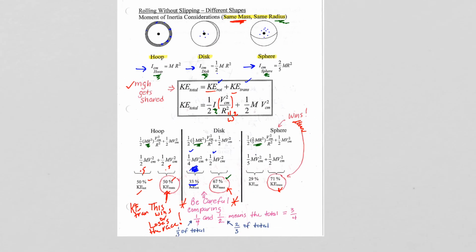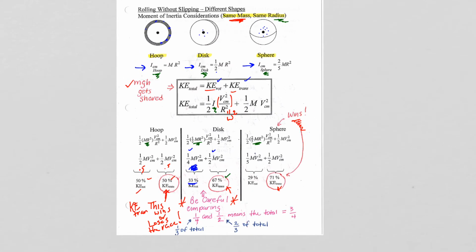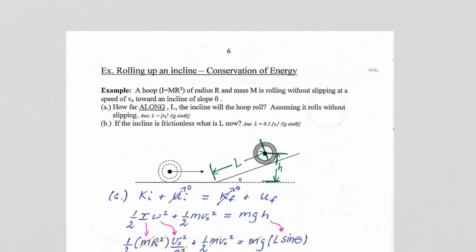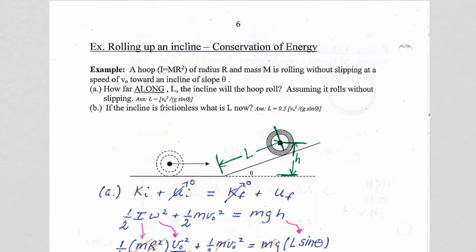All right, so the last example that we're going to consider is the example where we're not going down the hill, we're going to roll up the hill. So here, we are going to let the hoop roll up the incline, and we are going to look at using conservation of energy to handle this situation. So at the bottom of the incline, my initial state here, we are both rotating and translating because it's rolling without slipping.